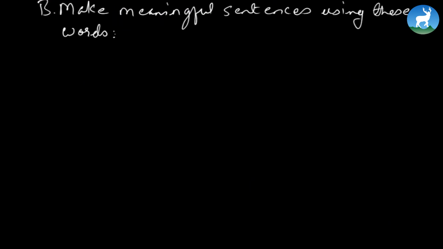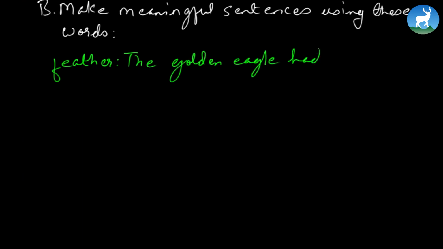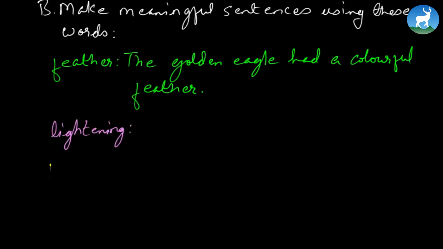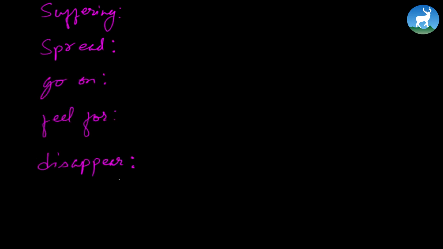Now let's continue further. Make meaningful sentences using these words. Now, of course, it's just like what we had done earlier, that is the vocabulary word. Now here you just make sentences out of these words. Feather. Let's say we make one sentence here. The golden eagle had a colorful feather. Okay. Now, lightning. Put out, laugh at, effort. Let's move further. Suffering, spread, go on, feel for, disappear. So these are the words. You just make sentences out of these words. Okay. So this, of course, you can do it as homework.